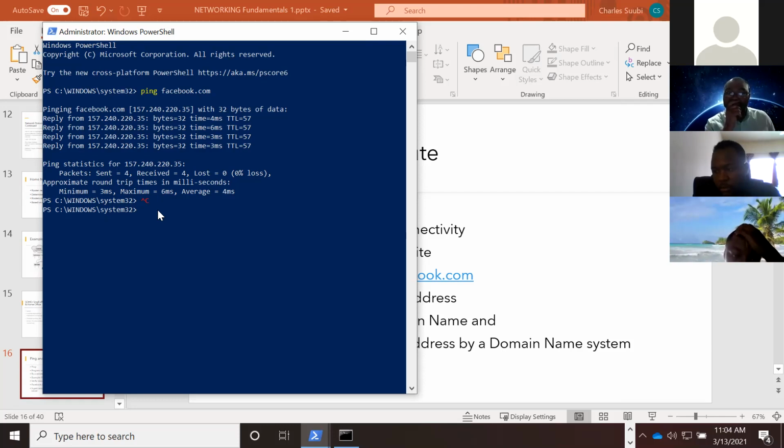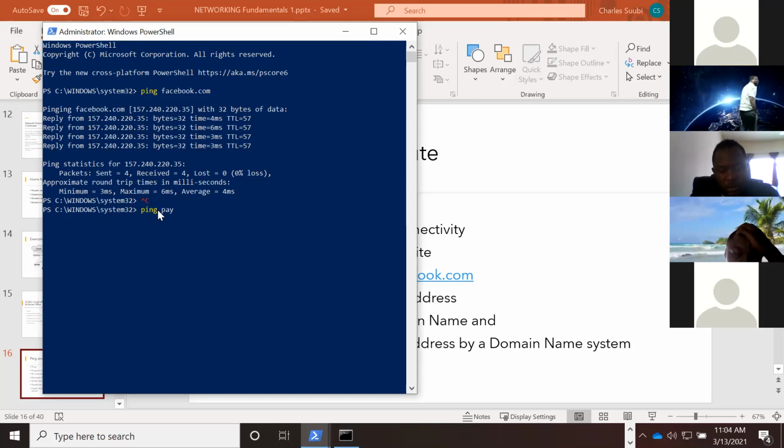Let's ping something that is down. I don't know of any site which is down right now, and I cannot bring the office network down to illustrate to you guys. What if you entered the Facebook address incorrectly? Would that matter? All right, let's just go to a website that doesn't exist, because a website that does not exist, or a website that's down, will not give you a response.